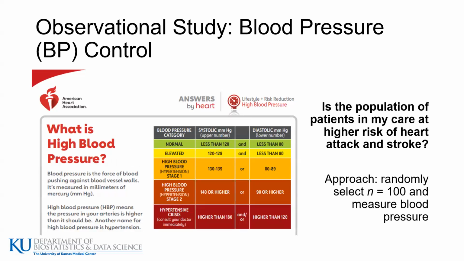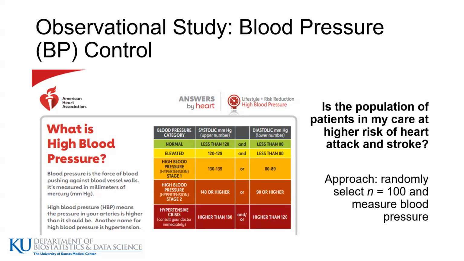So this is defined by the American Heart Association as having a blood pressure of 130 or greater, or a systolic blood pressure. We're just going to focus on systolic blood pressure for today. So we want to see if the average systolic blood pressure in our population of patients is 130 or greater. So to do this, we're going to collect a random sample of blood pressure measurements from our patients. So we're going to randomly select 100 patients and then measure their blood pressure.